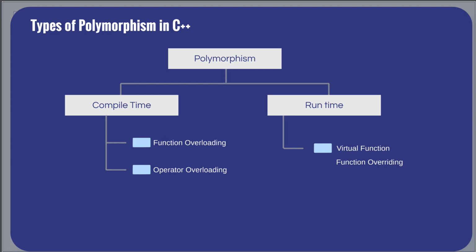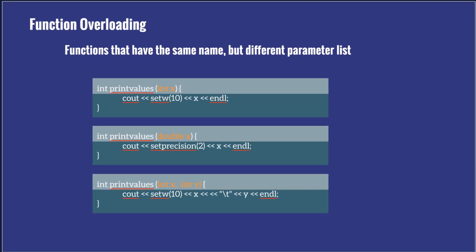And now let's take a look at function overloading examples. Here is the definition of function overloading. Function overloading is when functions have the same name but different parameter lists. In this example, we have three functions with the same name, print values, but they have different parameter lists. The first function has an integer parameter and the second function has a double parameter. And also, the third function has two integer parameters.